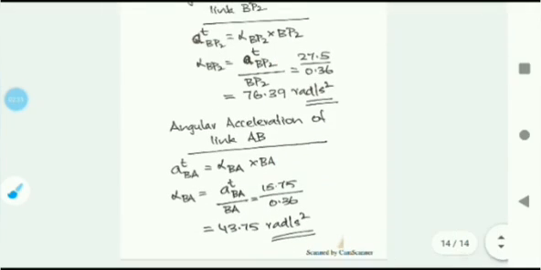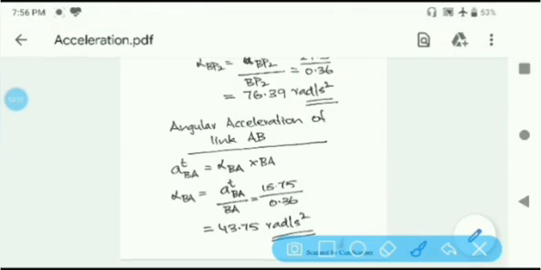Next is to find the angular acceleration of link AB. That is also obtained from the same formula. The formula is that the magnitude of the tangential component of acceleration of B relative to A is equal to the angular acceleration of link BA into the length of the link BA. From this equation, you can get the angular acceleration of link BA, that is equal to the tangential component of acceleration of B relative to A divided by the length of the link BA.